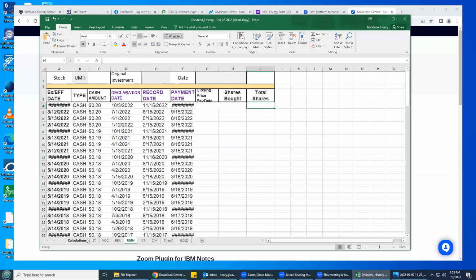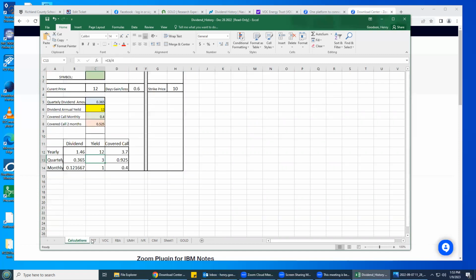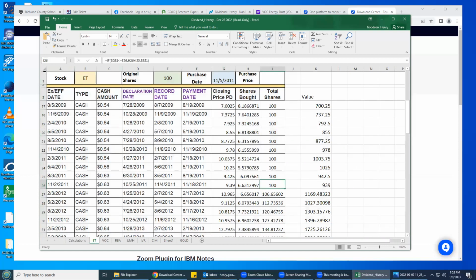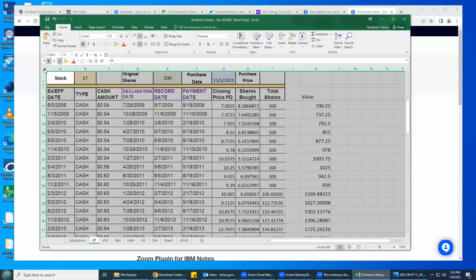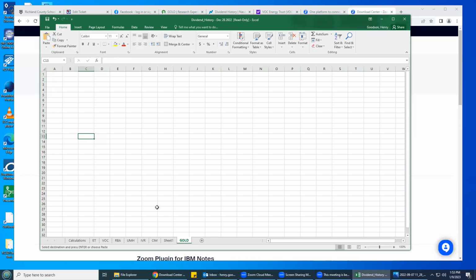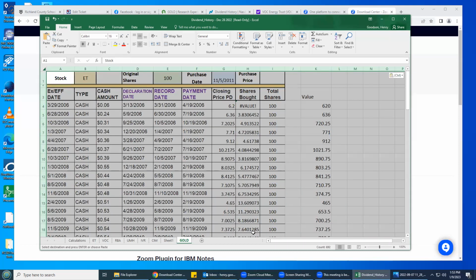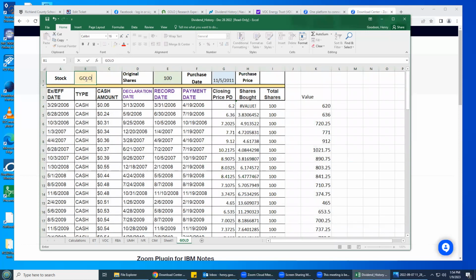So what you would do is take this sheet, go to ET, highlight the whole sheet, copy it, go into the new sheet, and just paste it. Go to the first A1, right click, and hit paste. It'll duplicate this sheet, but then you'd have to go in here and say, I'm going to make this gold.